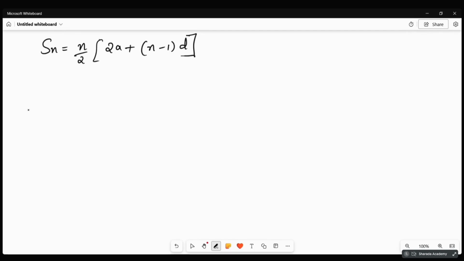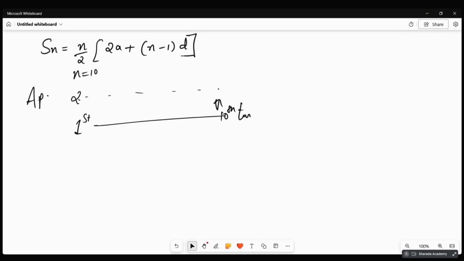In the AP, if you make n equal to 10, it starts somewhere, it goes like this, and you have the 10th term. So until the 10th term, the first 10 terms you can add. In between terms you cannot add in the Sn formula. n indicates how many terms you are adding. If it is 10, you are adding the first 10 terms. If it is 20, you are adding the first 20 terms.